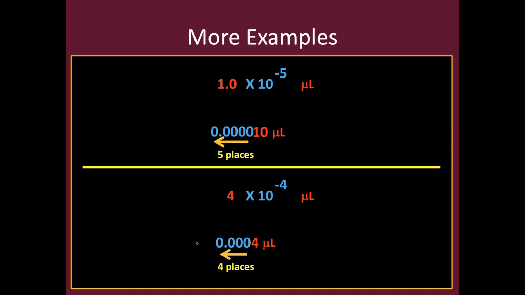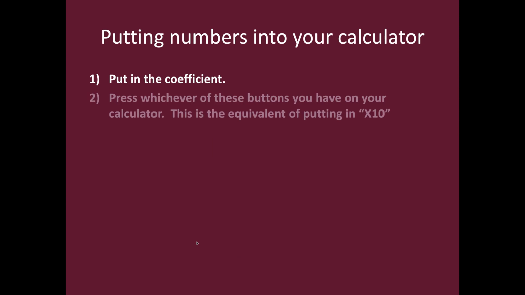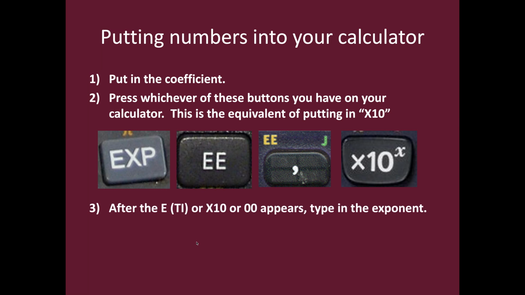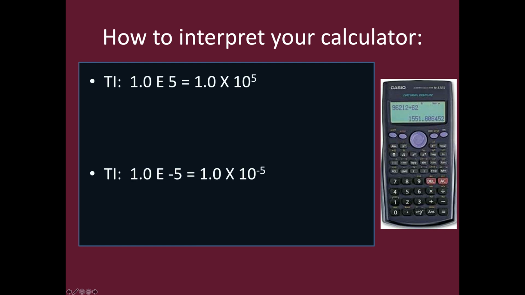Okay? And that is how to put the numbers in your calculator. What you do is you put in the coefficient, push whichever one of these buttons you have. This is basically telling your calculator 10 times 10, and then it's asking you for the exponent, so just put in your exponent. And that's it. So here's how to interpret your calculator. And by the way, this calculator has a times 10 to the x button right down here on the bottom.